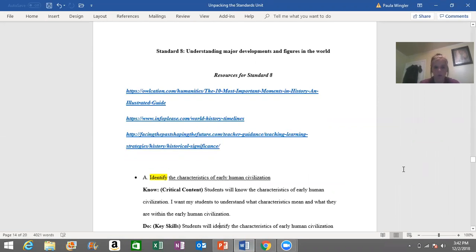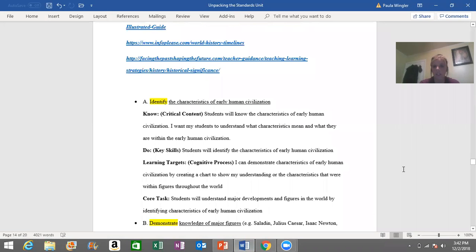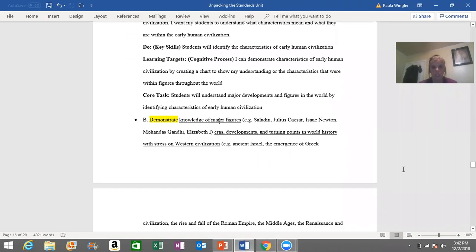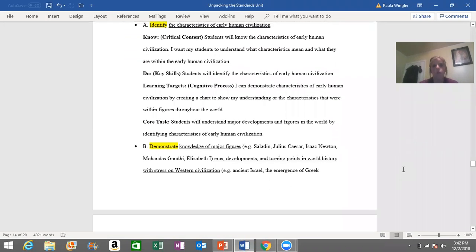For A, we were going to identify the characteristics of early human civilization. So the students will know the characteristics of early human civilization. I want the students to understand what characteristics mean and what they are within the early human civilization. Students will be able to identify the characteristics of the early human civilization, and they will be able to demonstrate the characteristics by creating charts to show their understanding.